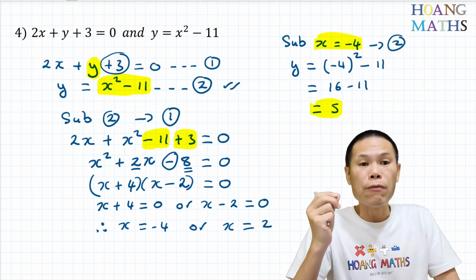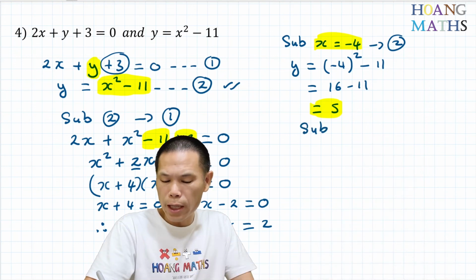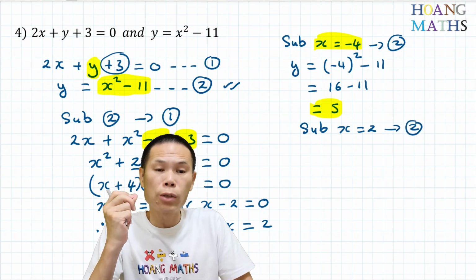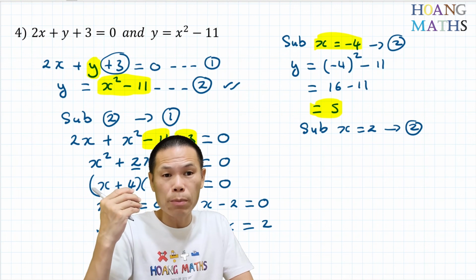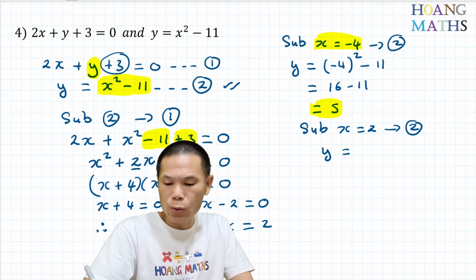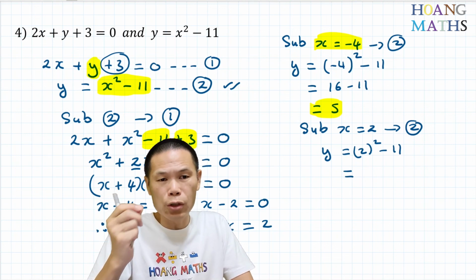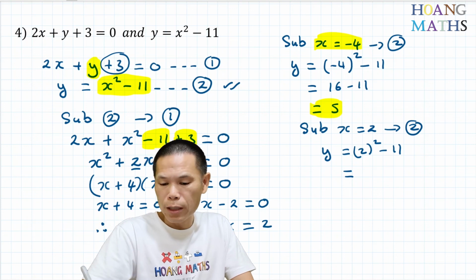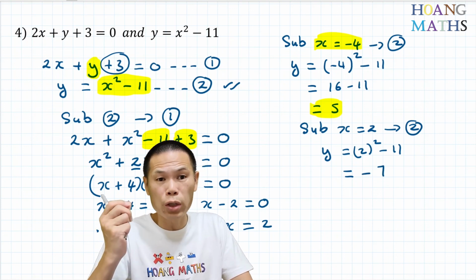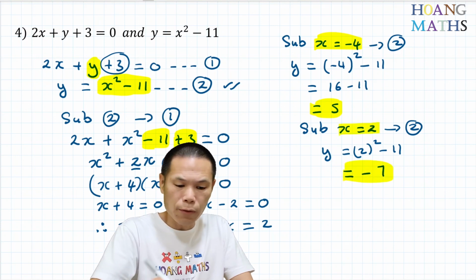Then we need to find the value for y when x is equal to 2. So we just substitute x is equal to 2 into equation number 2. Of course, you can substitute that into equation number 1, but equation number 2 is much easier. That's all. So now y is equal to x squared, that is 2 squared, and then minus 11. And we have 2 squared is 4, so minus 11, so this give me -7. So that is minus 7. Otherwise, just put that on a calculator. So now when x is equal to 2, y is equal to -7.